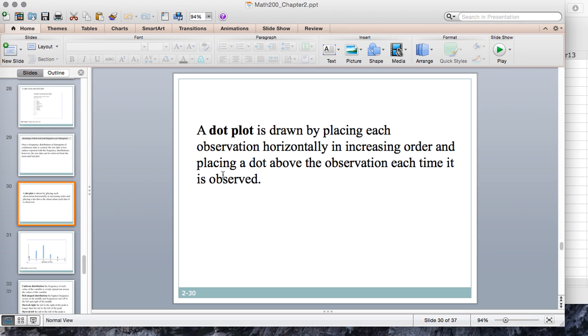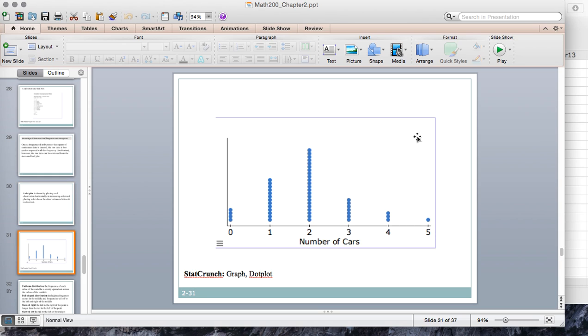Now, a dot plot is another type of graphic that we can look at. It's just drawn by placing observations horizontally in increasing order and placing a dot above the observation each time it's observed. So if we take a look at that number of cars data that we had for our 50 households again, all we have to do is go to Graph, Dot Plot.